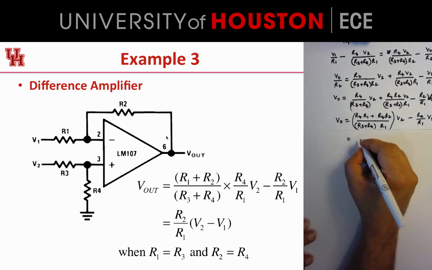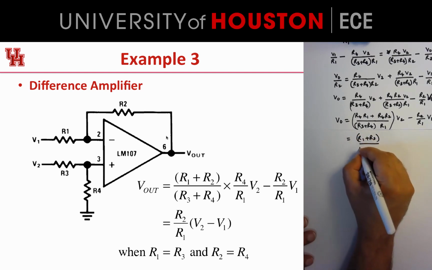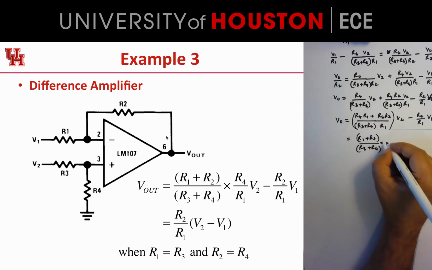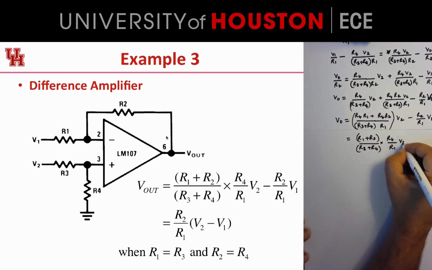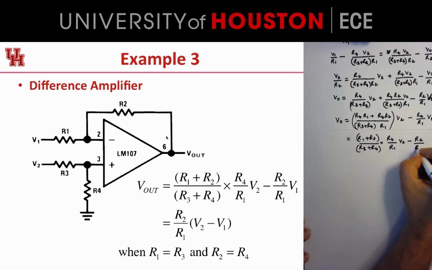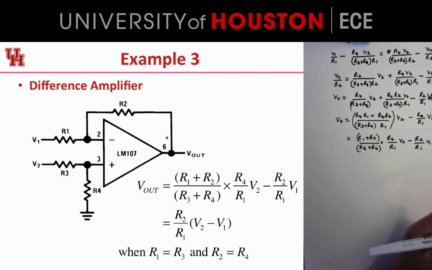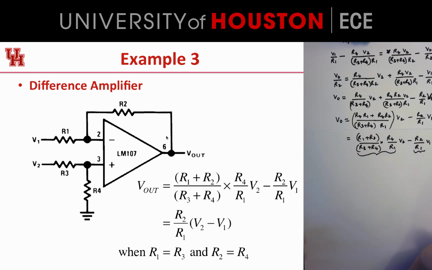So this is equal to R1 plus R2 divided by R3 plus R4 times R4 divided by R1 V2 minus R2 over R1 V1. Now this expression looks a little messy, and if you want to design a difference amplifier, what we want to try and do is make this term essentially the same as this term. So we just get V2 minus V1 out of that, right?